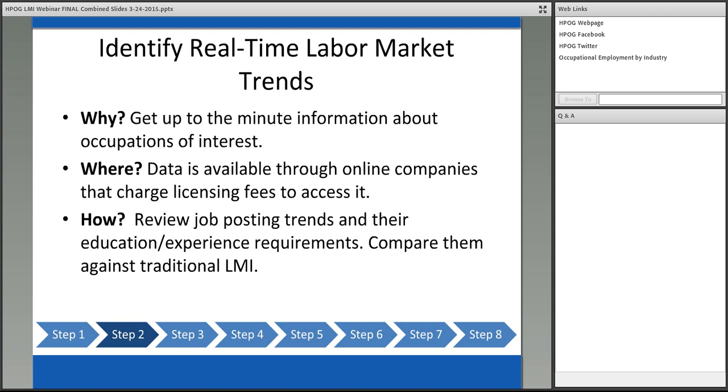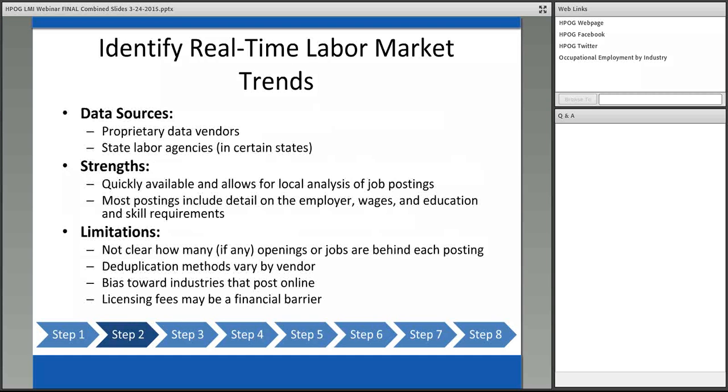Some of the information they provide includes job posting trends, as well as the education and experience requirements within these job postings. And as I said, it can be very helpful to compare this real-time data to traditional LMI. As I mentioned, when it comes to data sources, proprietary commercial vendors are leading the way in providing this information, but increasingly some state labor agencies are developing reports and making this information available. States such as Pennsylvania and Florida have already begun this, and some more are beginning to do this as well, but it is not yet available from every state.